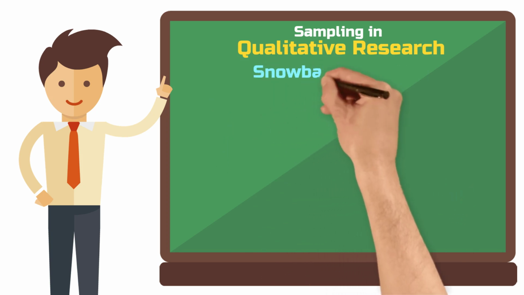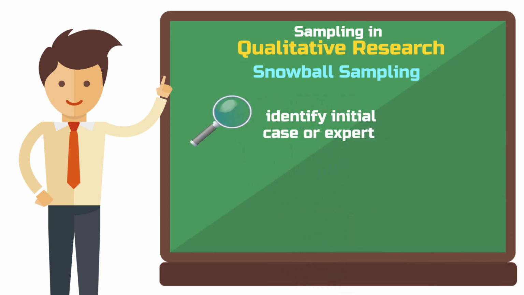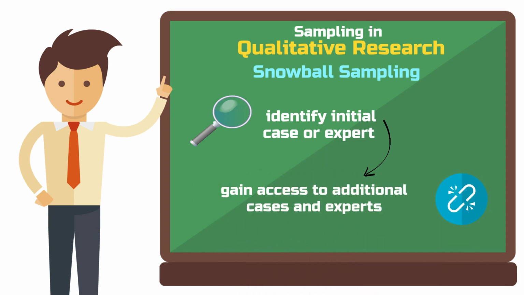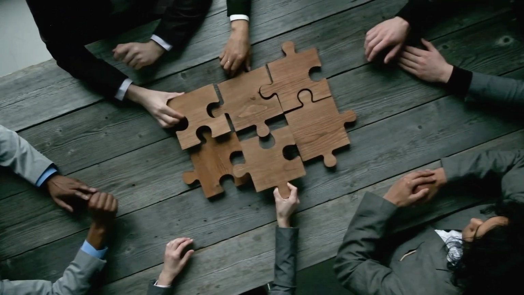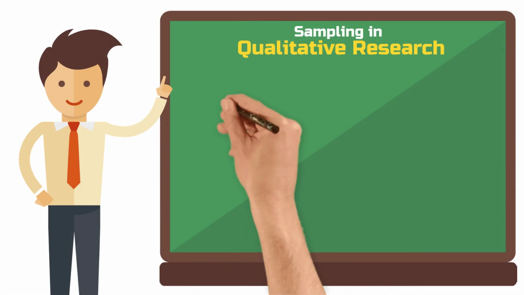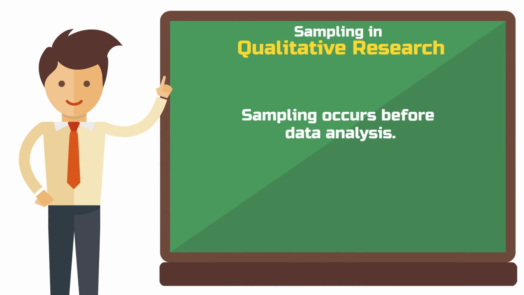In snowball sampling, an initial case or expert is identified. Based on the knowledge or context of this individual, the researcher then gains access to further interesting cases and experts. This approach can be helpful because the researcher alone might never have noticed these cases or gained access without a facilitator. The sampling methods mentioned so far have one thing in common. The sampling occurs before data analysis.